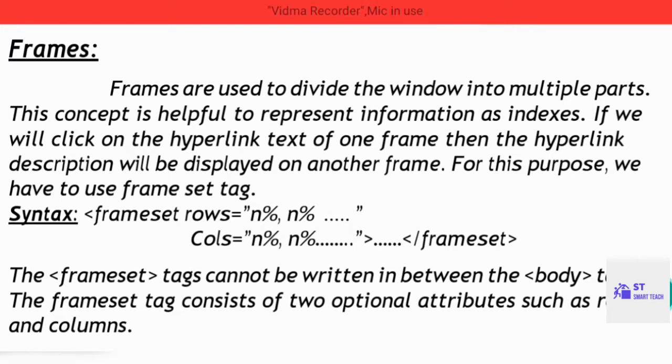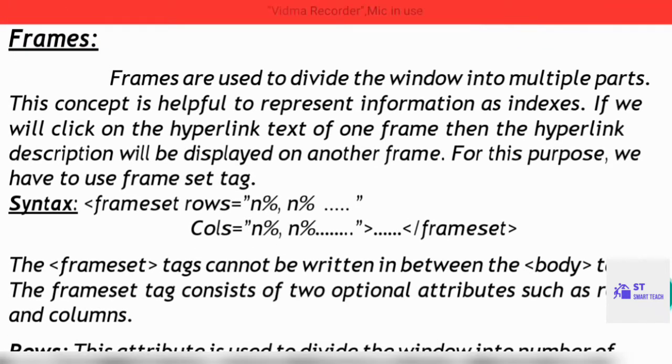Today I am going to discuss frames in HTML. Frames are used to divide the browser window into multiple parts. This concept is helpful to represent information as indexes. If we click on the hyperlink text in one frame, then the hyperlink description will be displayed in another frame.